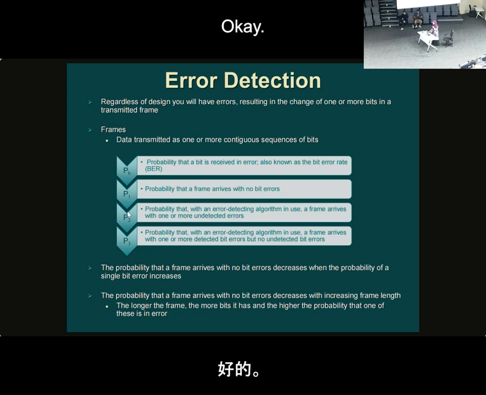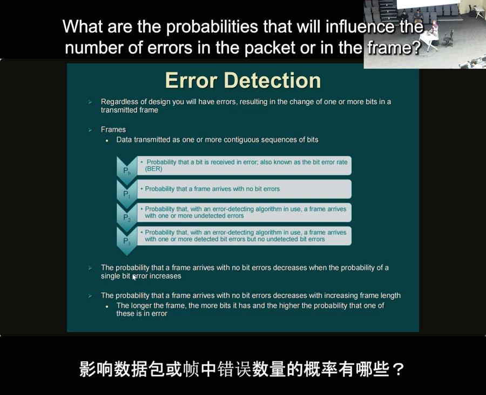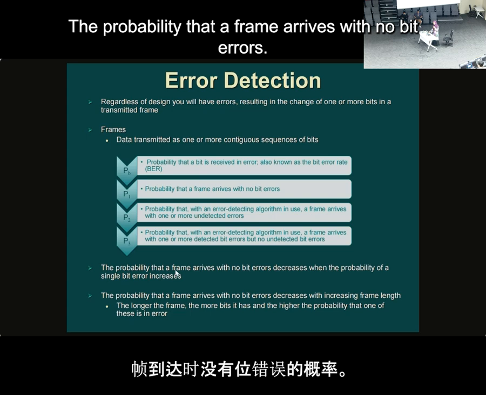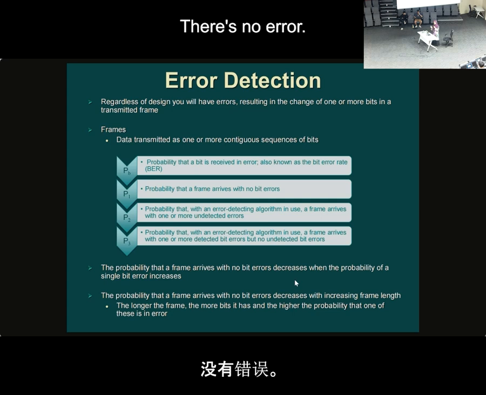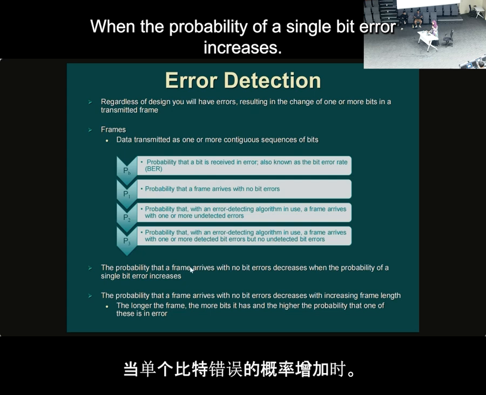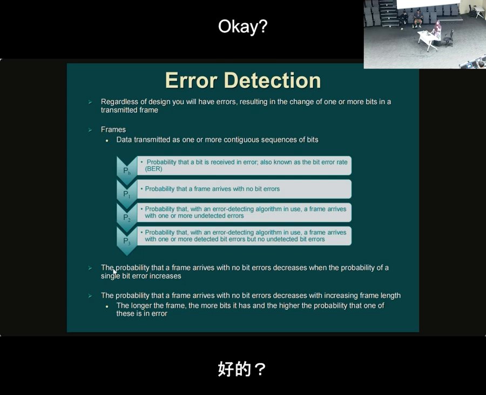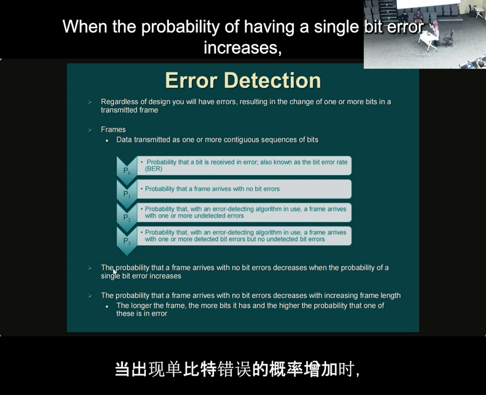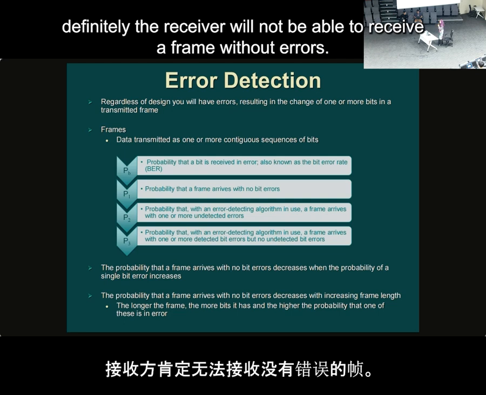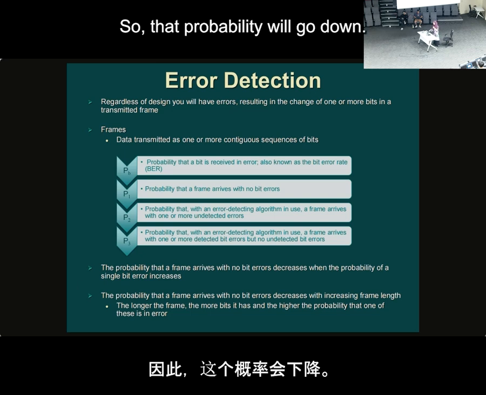What are the probabilities that will influence the number of errors in the packets or in the frame? The probability that a frame arrives with no bit errors, meaning all correct, decreases when the probability of a single bit error increases. When the probability of having a single bit error increases, definitely the receiver will not be able to receive a frame without errors. So that probability will go down.